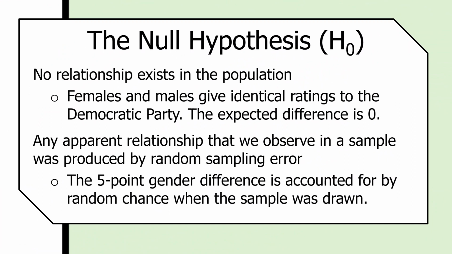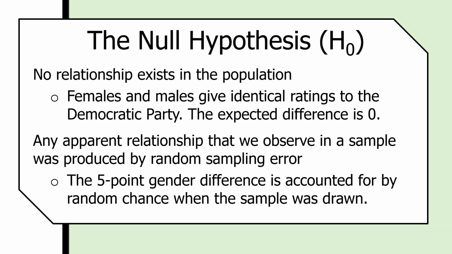Well, our comeback would be, how did we obtain this, say, 5-degree difference we see in our sample? So here's the null's comeback. Any apparent relationship that we observe in a sample, like this 5-point difference that we found, was produced by random sampling error when the sample was drawn. So the 5-point gender difference is accounted for by random chance when the sample was drawn. You can see where we're heading with this. We're going to eventually calculate a mean difference between females and males, which we've already done, but then we're going to ask how much of that 5-point difference is random noise. Is there enough random noise in that difference to account for the whole 5-point difference?